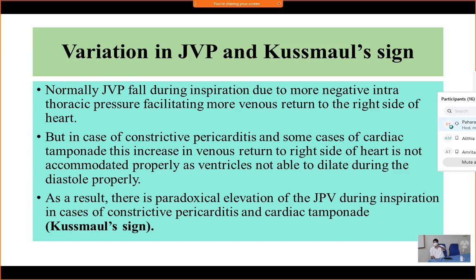So again I am repeating, during inspiration jugular venous pressure falls, but due to cardiac tamponade and constrictive pericarditis, as the ventricle will not be able to expand to accommodate the extra inflow of blood, it will reflux back to the venous system and be reflected as an increase in the height of the jugular venous pressure during inspiration. In cardiac tamponade and constrictive pericarditis, we call it Kussmaul sign.